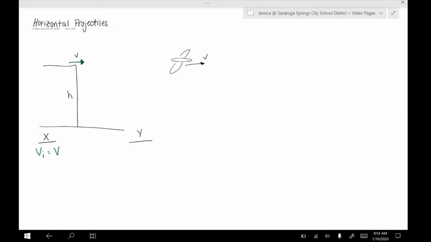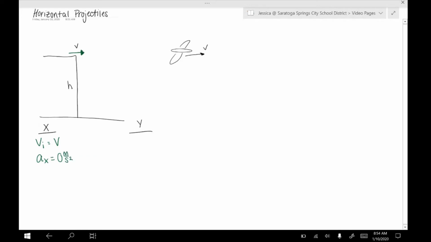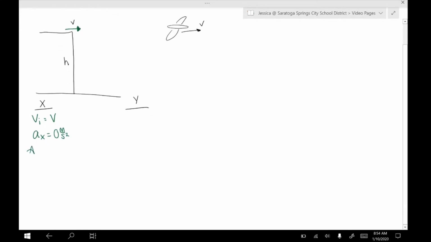In the X direction, we ignore air resistance, which means there's nothing pushing this object left or right. So there's no net force on the object in the X direction, which means our acceleration in the X direction is 0. Since our acceleration is 0 in the X direction, that means in the X direction we are moving at a constant velocity. That can be very helpful to us when we need to think about graphs or think about calculating anything. So now let's talk about the Y direction.